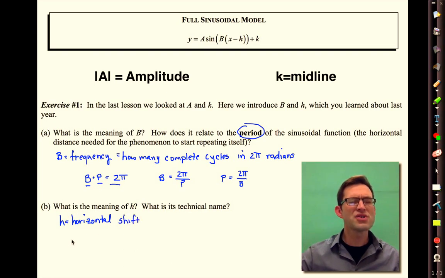All right. Last year, you may have called it the phase shift.